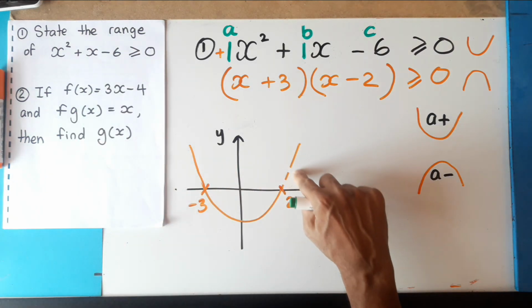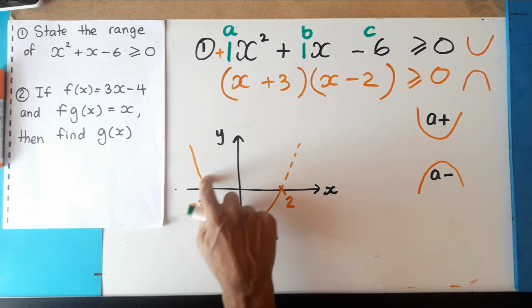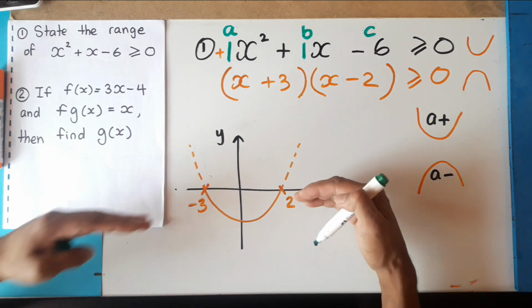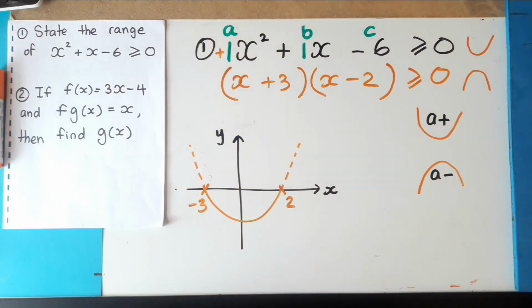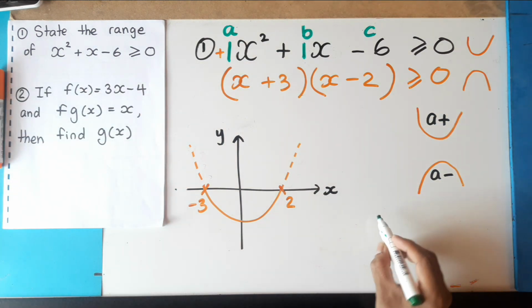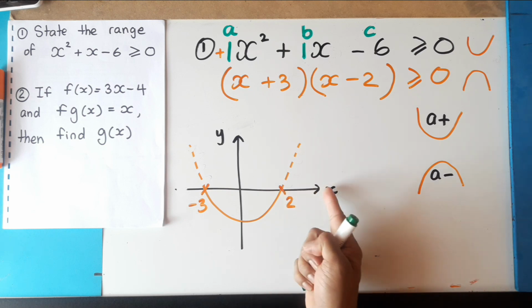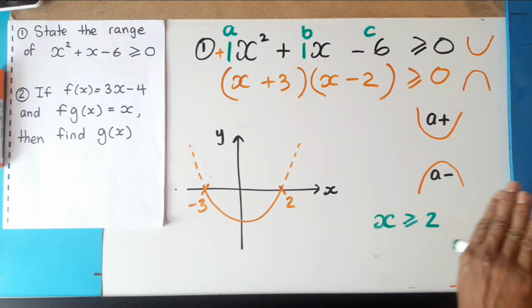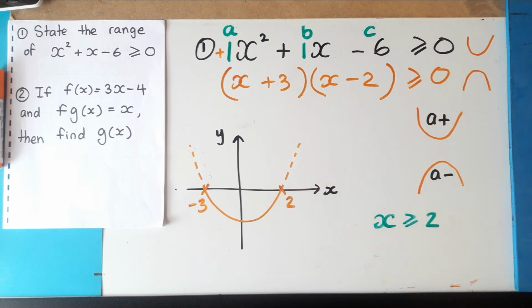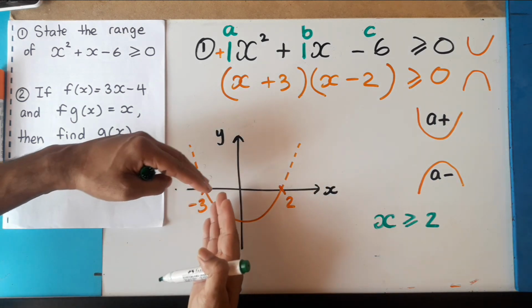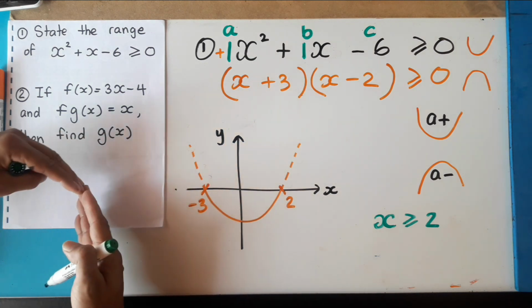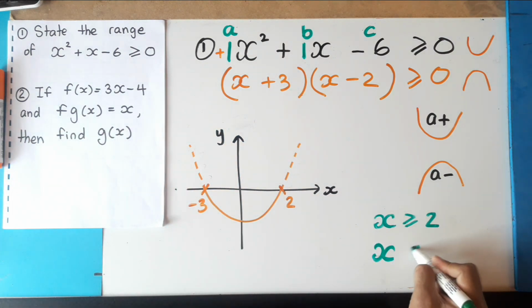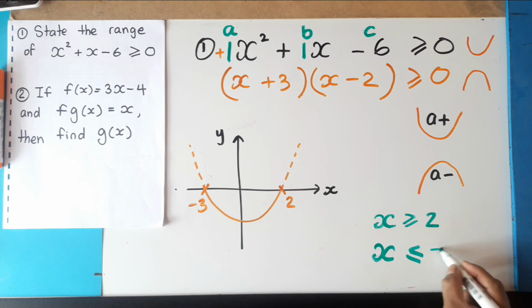Won't it be this part here? I'm just making a dash. And won't it be this part here? So the dashed part is above the x-axis. So how do you write that answer? Whenever x is more than or equal to 2, as we go this way, it's above the x-axis. And similarly, when x is less than or equal to minus 3, it's above the x-axis.